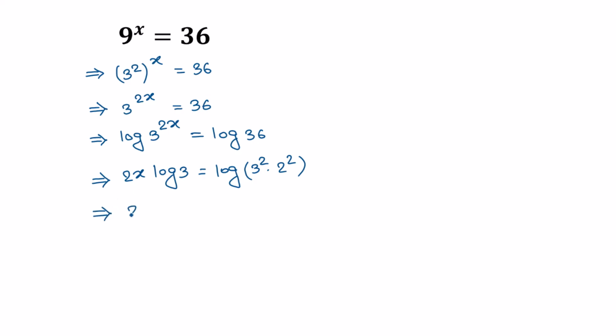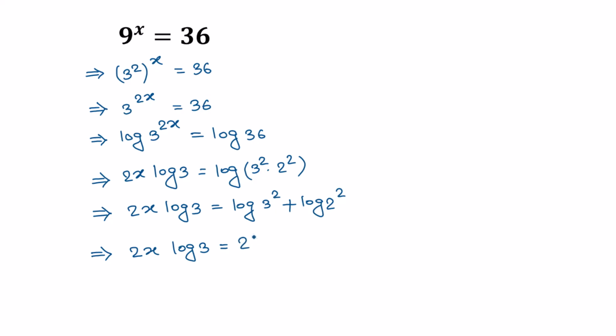On the left side, 2x times log of 3 is equal to, applying the formula log of a times b is equal to log a plus log b, we can write log of 3 squared plus log of 2 squared. On the left side, 2x times log of 3 is equal to, by the formula log a to the power b is equal to b times log of a, we will get 2 times log of 3 plus, similarly, 2 times log of 2.